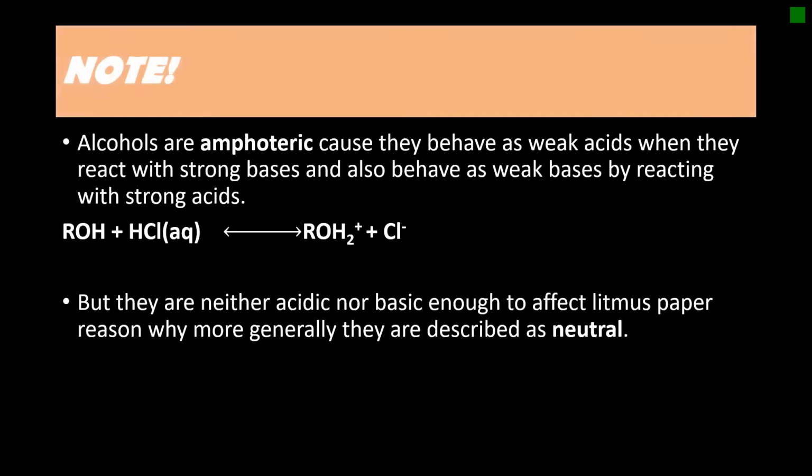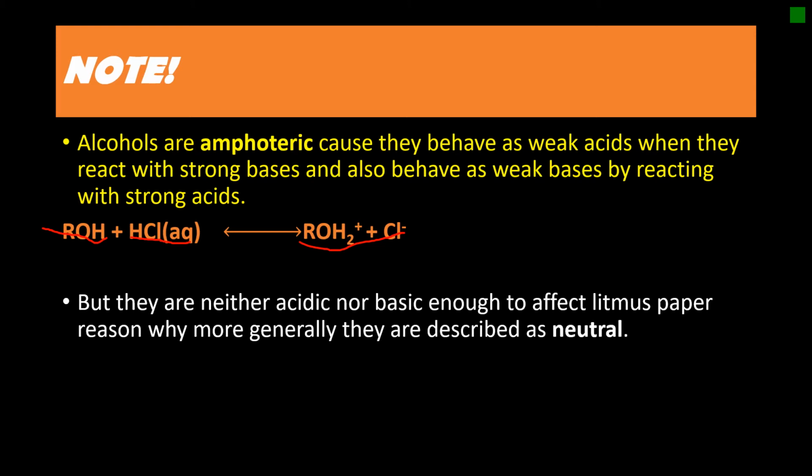Note: alcohols are amphoteric because they behave as weak acids when they react with strong bases, and also behave as weak bases by reacting with strong acids. Here we have an example. An alcohol reacts with hydrochloric acid to give an oxonium ion and the chloride ion. This is a salt, this is an acid, and the alcohol behaves as a base.